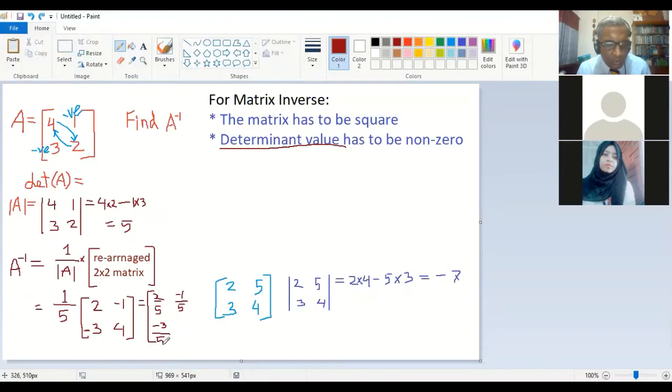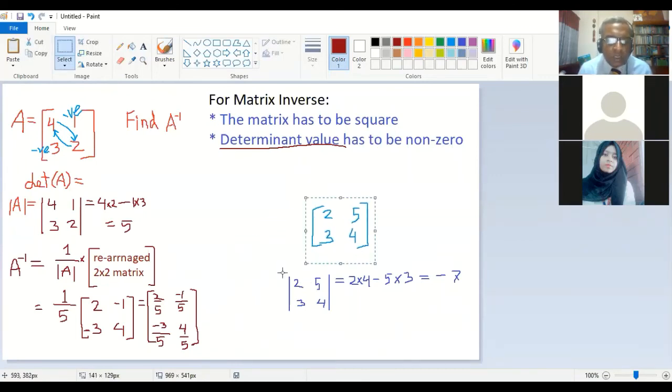So what is the first step? First step is finding the determinant value. And what is the second step? You will divide by the determinant value, one by determinant, and then you will rearrange the matrix in this way. So the question comes, how will we do this? You will do the rearrangement by changing the position of the major diagonal values, and then you will put the minus.